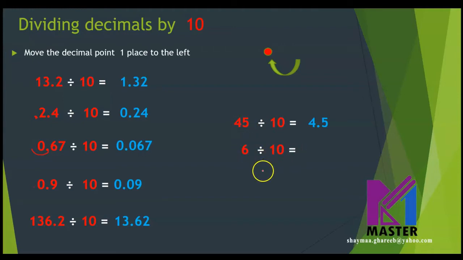6 divided by 10. We said there is a decimal point after the units, but we don't write it because this is a whole number. So when we move it one place to the left, it will be here before the 6. So we need to put 0 in the ones, and the number will be 6 tenths or 0.6. It was ones, and it's getting smaller by one place, so it will be 6 tenths.